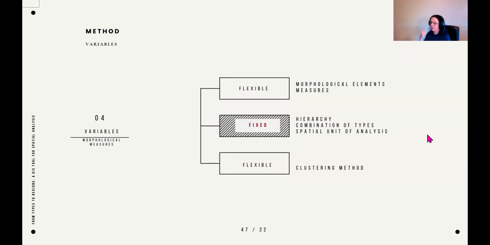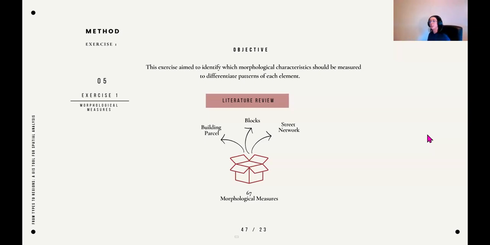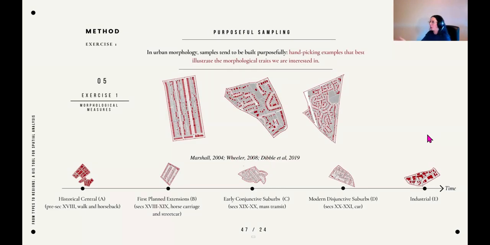So once we have the variables, how to combine them, and our spatial unit of analysis, we go to the first exercise, which is regarding our morphological measures. As I told you before, there are tons of variables, and we had to select a few of them in order to run the classification. So our goal here was to have some guidance in the process of selecting the most, let's say, similar variables. The first exercise aims to identify which morphological characteristics should be measured in order to differentiate patterns of each element. Originally we had a pack of 67 measures, considering all 4 elements, and we were able to narrow down to 42, as I mentioned before.